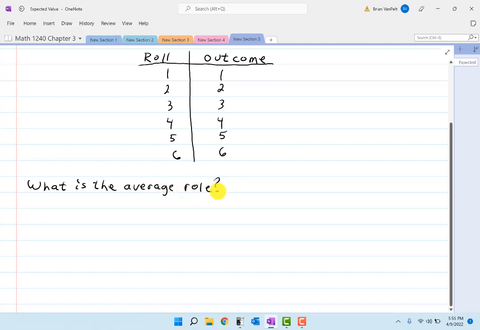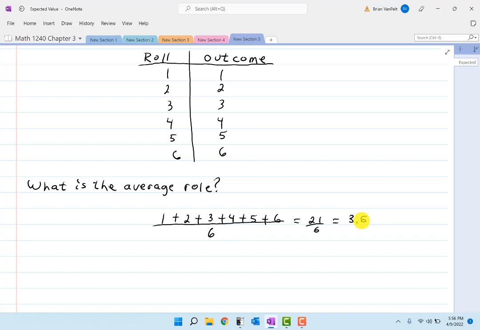Well, what you would do is you would take the outcomes, 1 plus 2 plus 3 plus 4 plus 5 plus 6, and then you would divide by the total number of rolls, which was 6. This equals 21 over 6, or as a decimal, it equals 3.5. So in some way, we want the mean of a 6-sided die to be 3.5.